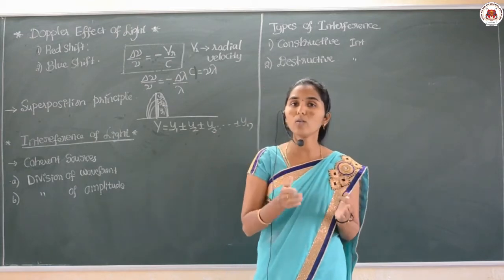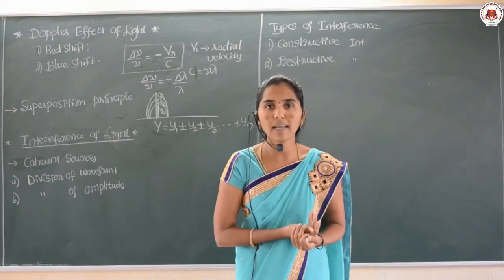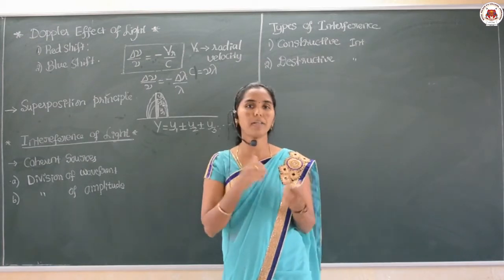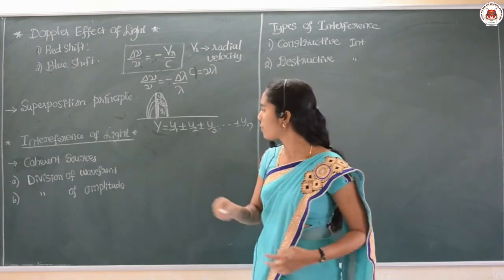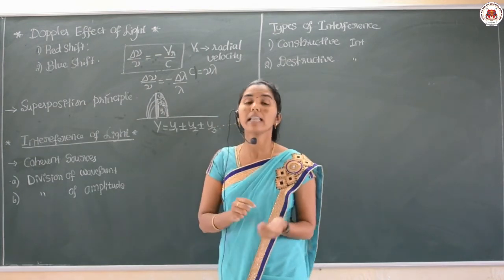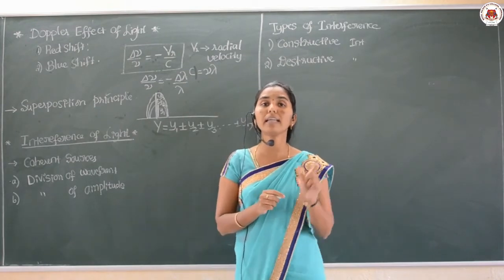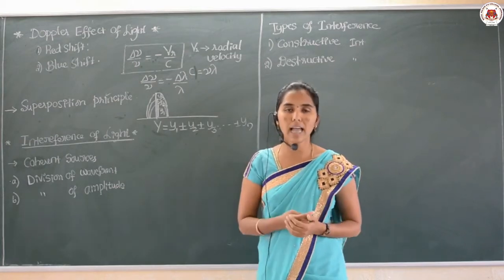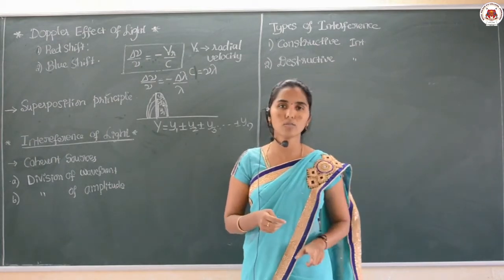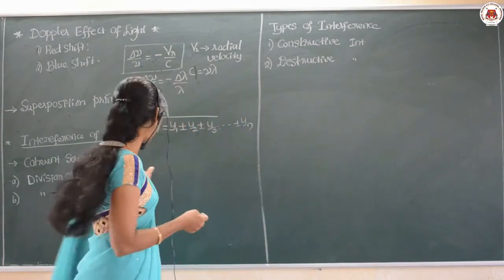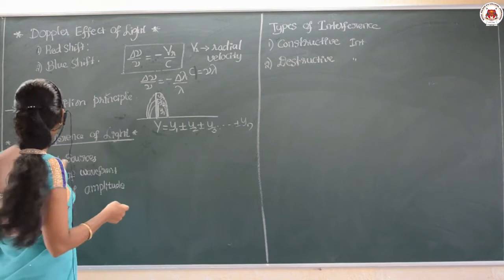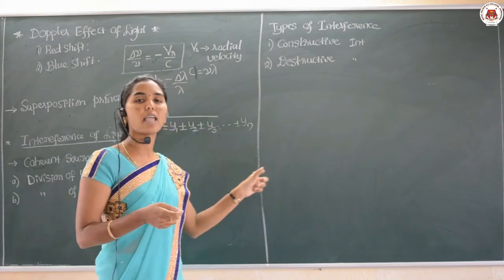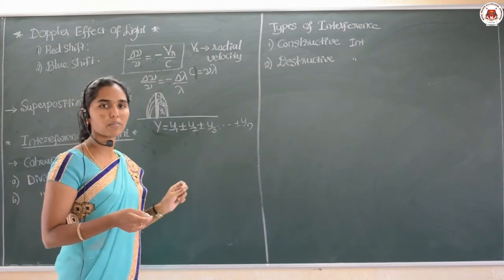Then in order to study the interference of the light, we need to know how the waves are going to be superimposed. Actually here the waves are superimposed. For that we particularly need particular sources. In order to get the interference of the light, we need particular sources. Those sources are called coherent sources. Co means the same, herent means they are continuously emitting waves of the same phase.